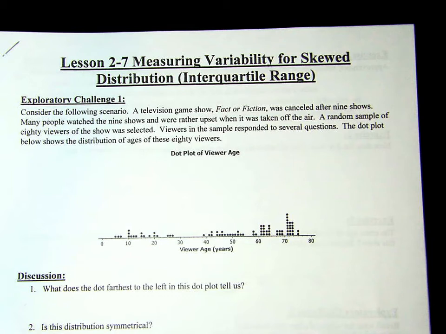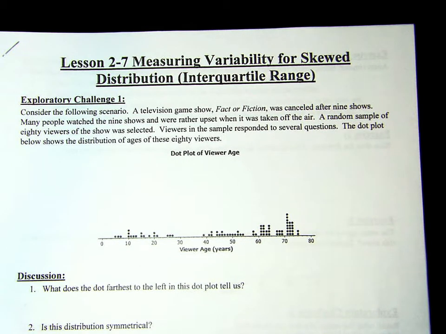So today we're going to talk about measuring variability for skewed distributions, or interquartile range. So they want us to consider the following scenario. A television game show, Fact or Fiction, was canceled after 9 shows. Many people watched the 9 shows and were rather upset when it was taken off the air. A random sample of 80 viewers was selected.